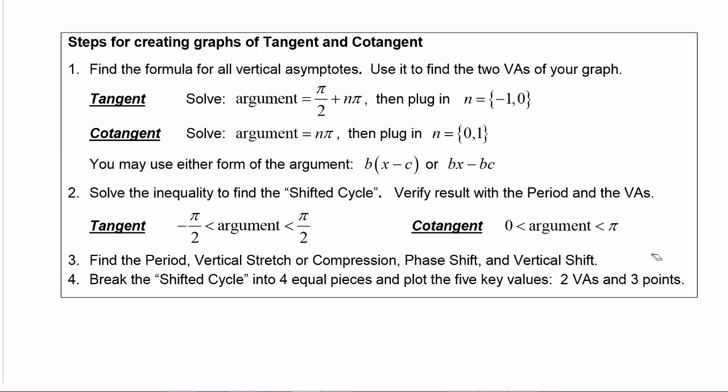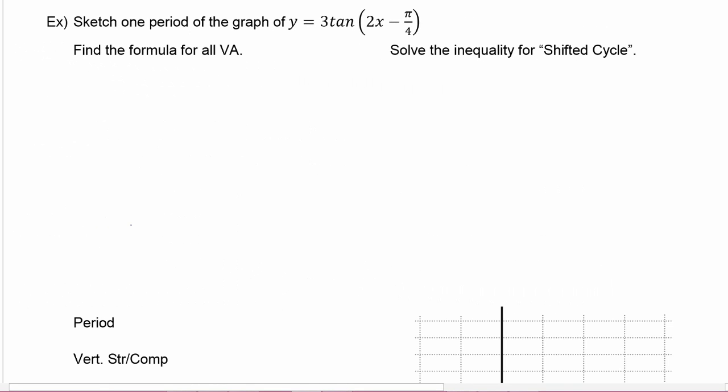All right, so let's get started on a graph. In this example, we have to sketch one period of the graph of y equals 3 tangent of 2x minus pi over 4. So first, we need to find the formula for all the vertical asymptotes, and we know that in order to do that, we take the argument of the function and we set it equal to where the normal vertical asymptotes happen.